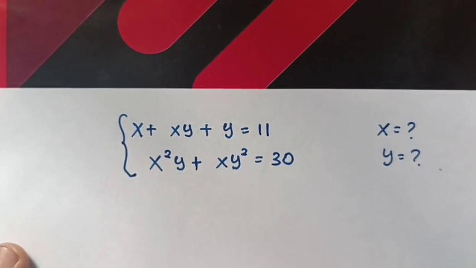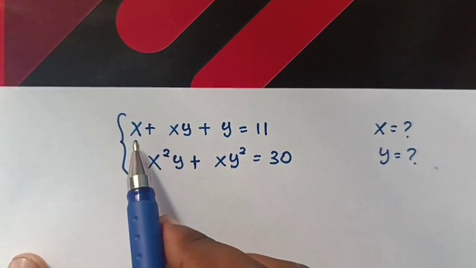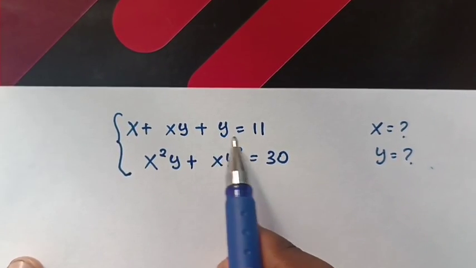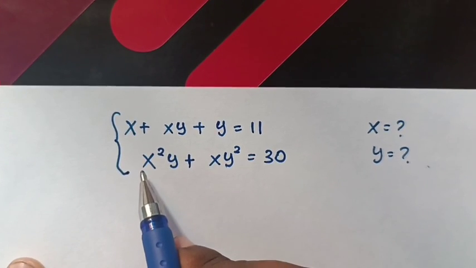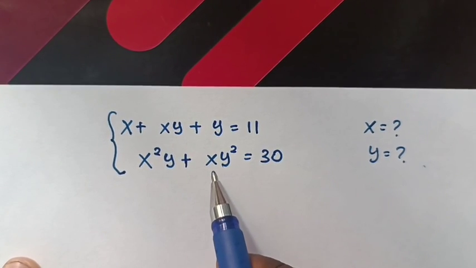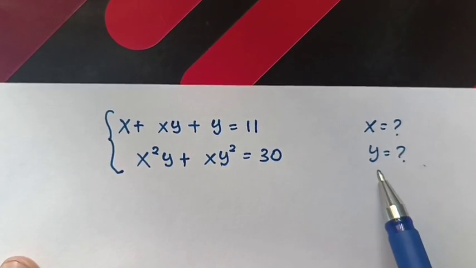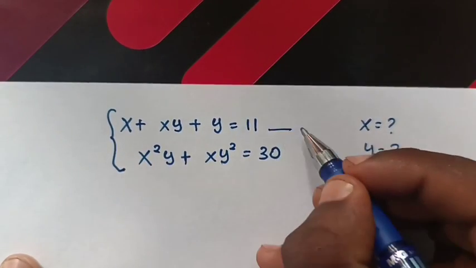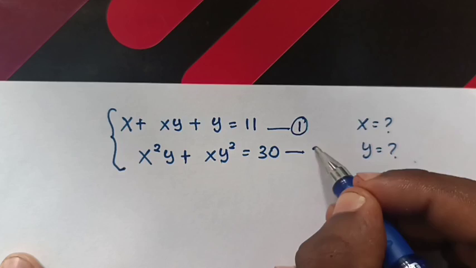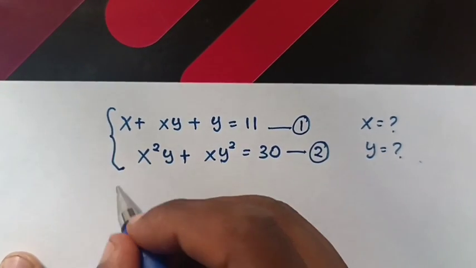Hello, how to solve the system of equations x plus xy plus y is equal to 11, x squared y plus xy squared is equal to 30. Find the value of x and y. First, we will call this equation 1 and this equation 2.